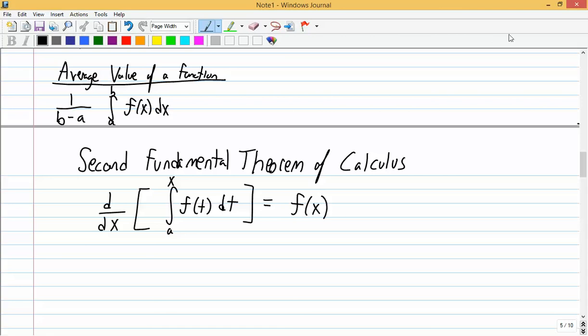So again, there are a lot of cool things you could do with the second fundamental theorem of calculus. To me, though, it's just a way of saying, hey, I know whenever I take this integral and then take the derivative of that, I should get that original function that I started with.